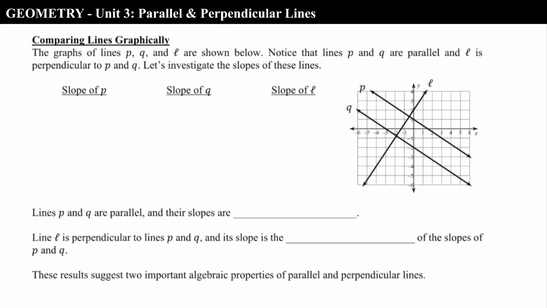All right, let's talk about comparing lines graphically. The graphs of lines P, Q, and L are shown below. Let's notice that the lines P and Q are parallel and L is perpendicular to the other two lines. Let's take a look at the slopes of these lines.